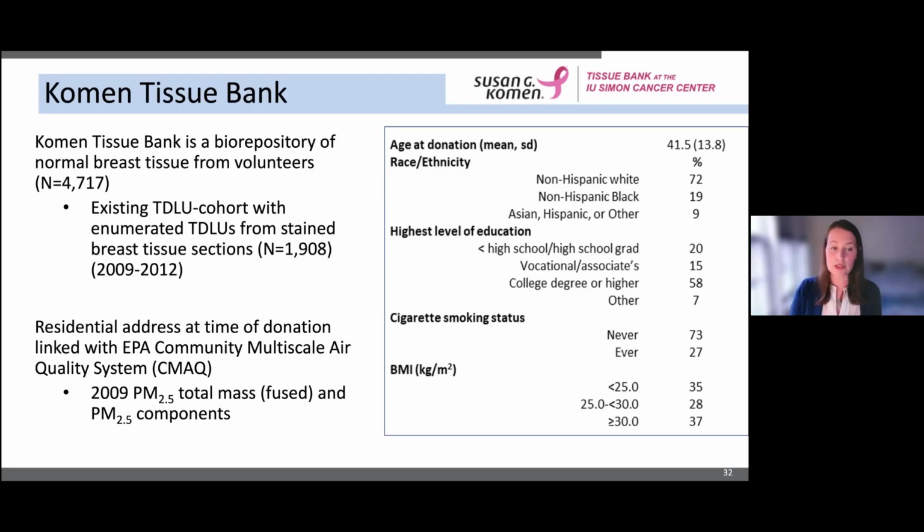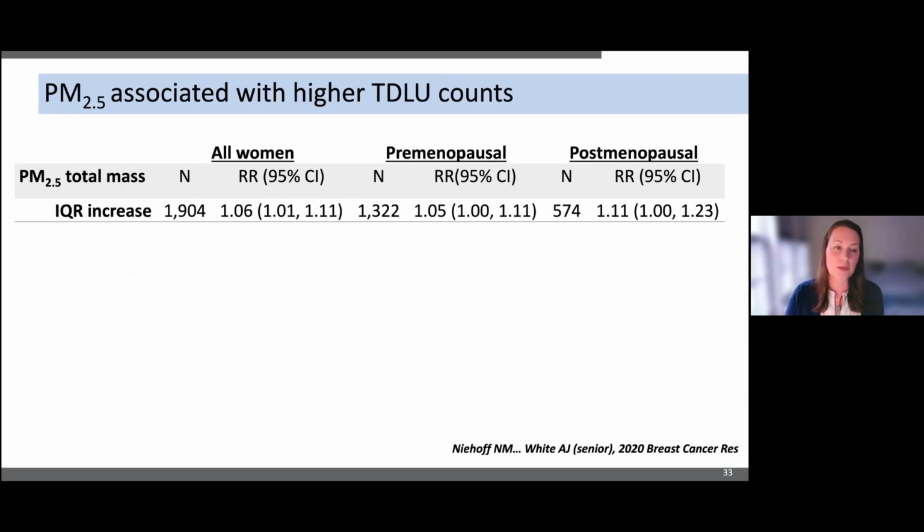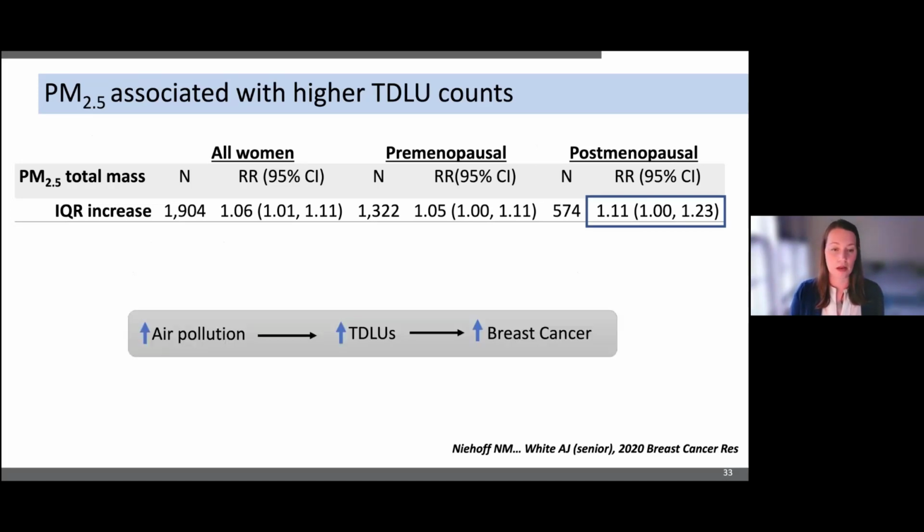So we took the women's residential address at the time that they donated their normal breast tissue, and we linked it with the EPA CMAQ modeling system to estimate their residential exposure to PM2.5 total mass, as well as PM2.5 components. And what we found is that living in an area of higher exposure to PM2.5 was associated with higher TDLU counts. For example, an IQR increase in PM2.5 was associated with 11% higher TDLU counts among postmenopausal women. And so this was consistent with our hypothesis that air pollution, and especially exposure earlier in life, may be impacting the normal histologic characteristics of the breast, which may predispose it to being more likely to develop breast cancer later in life.